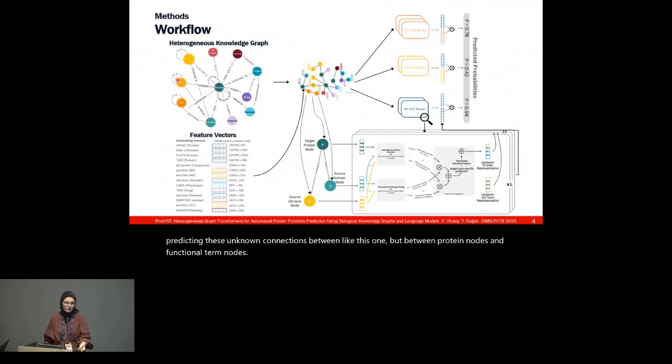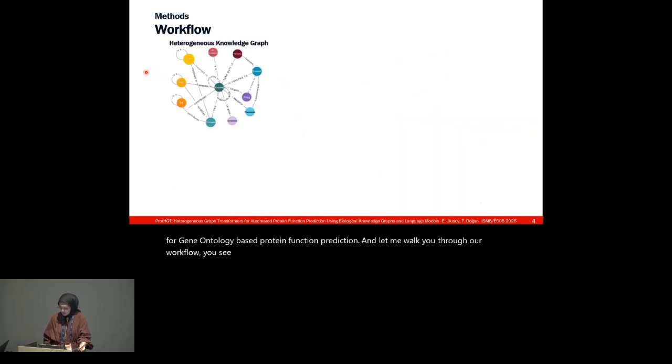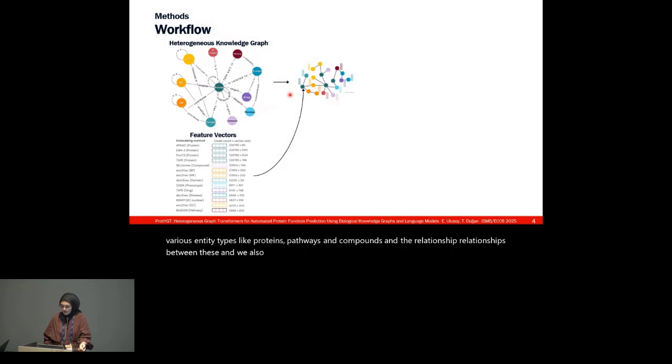In this research, we introduced ProtHGT, a heterogeneous graph learning model designed for Gene Ontology-based protein function prediction. Let me walk you through our workflow you see here. We first created a comprehensive knowledge graph that integrates various entity types like proteins, pathways, and compounds, and the relationships between these. We also incorporated vector representations of additional features of entities, such as protein sequence embeddings and embeddings based on GO term hierarchies, to better represent the characteristics of each entity.